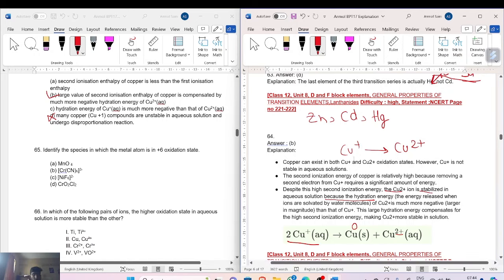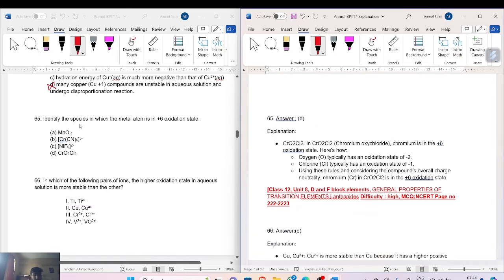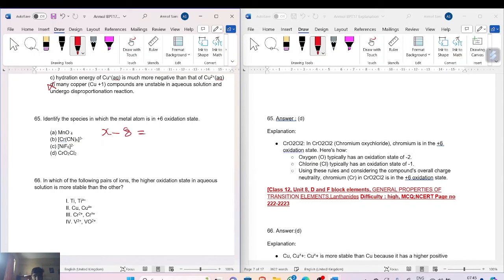Okay, now let's come to question number 65. Identify the species in which the metal atom is in plus 6 oxidation state. So we have to find the oxidation state. We can take the oxidation state of Mn as X, and we know the oxidation state for each oxygen atom will be -2, so -8, and -1 on the right hand side. So X for the first will be +7.